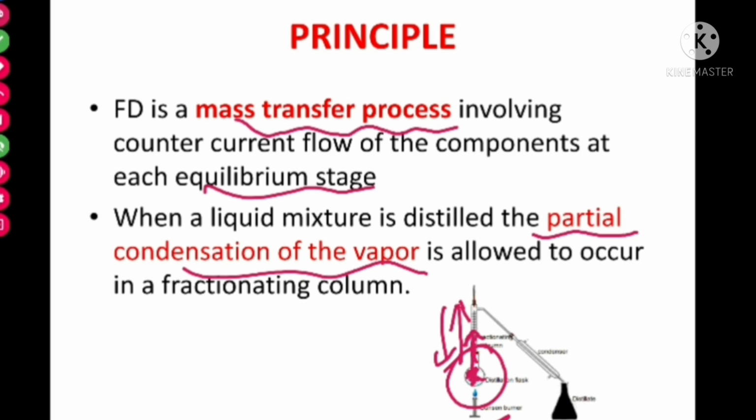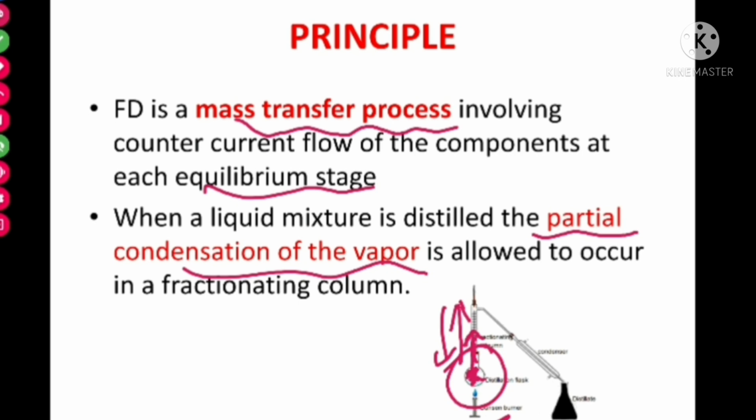This process occurs continuously and that results in mass transfer. The ascending vapor and the descending liquid come in contact with each other, and mass transfer occurs. Countercurrent flow of the components occurs at this stage. The ascending vapor from the still is in contact with the descending liquid from the fractionating column. Both come into contact with each other. Because of this, mass transfer occurs and both components reach the fractionating column.